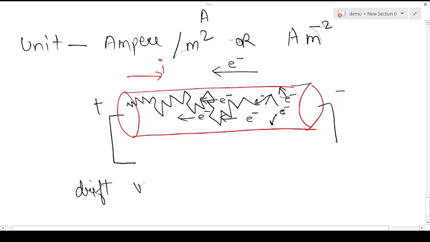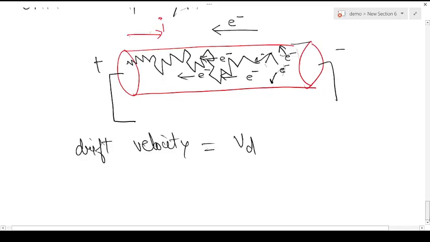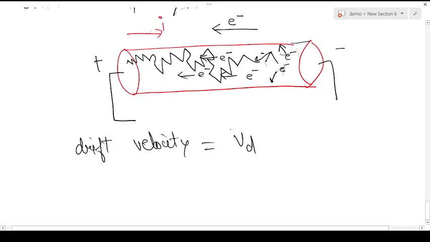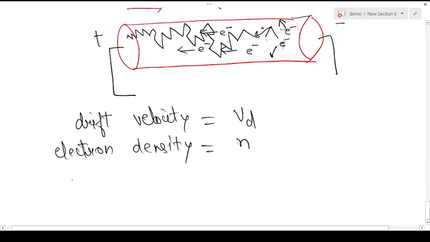The drift velocity we take as Vd. This is the average velocity with which these electrons reach the other end. Now what we have to do is use this. Let's take the number of electrons per unit volume, which we call the electron density. Electron density is n, the number of electrons per unit volume.